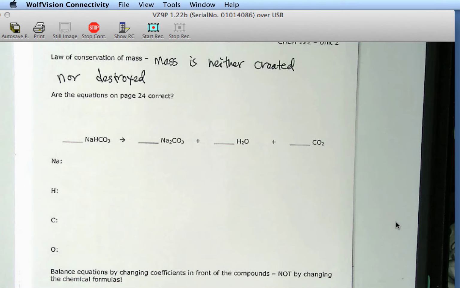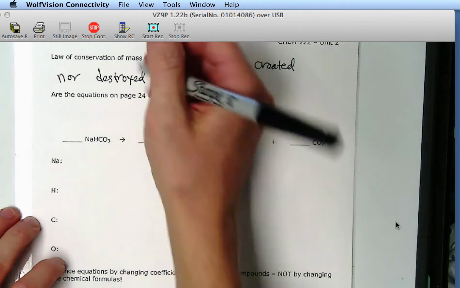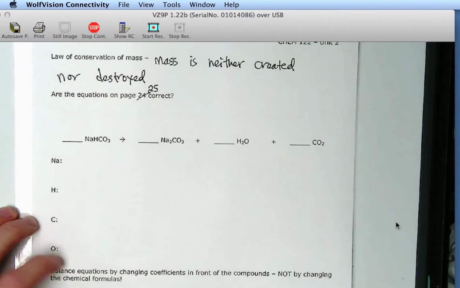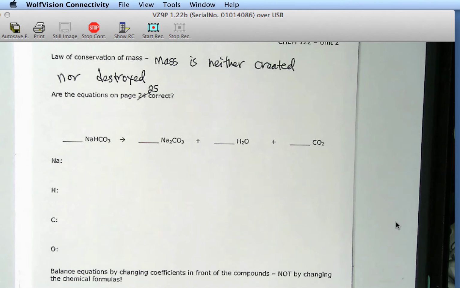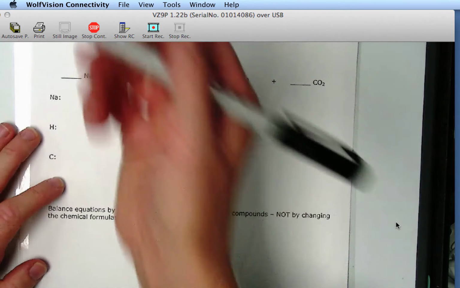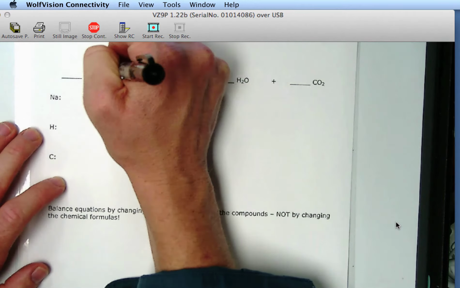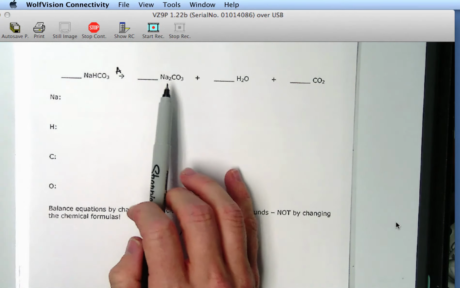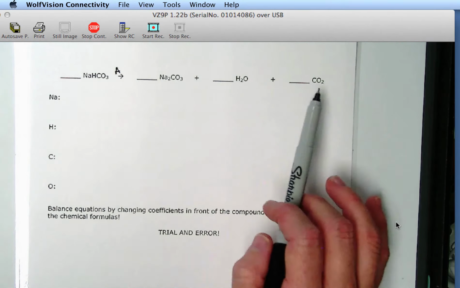So on page 25, we already know that the equations aren't correct. There are problems. In terms of our chemical equations, the law of conservation of mass is that your atoms on the left have to equal your atoms on the right. If you look at this first equation, the sodium bicarbonate is the one that was heated, and when it decomposed, it produced sodium carbonate, water, and carbon dioxide.